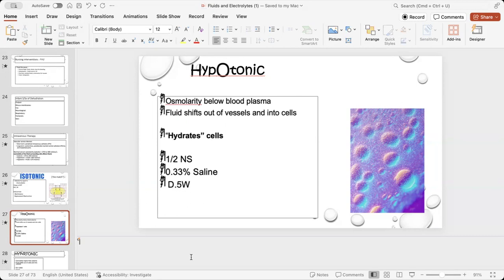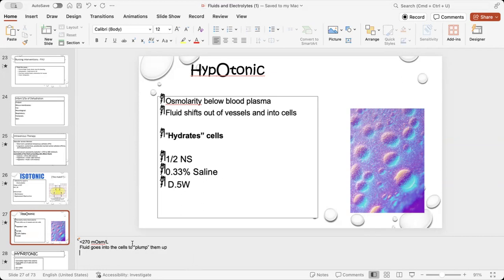So what happens with a hypotonic solution? There is a shift of water. Where does the water go? Into the cell. So think hypo, the big O, that means it's going into the cells to plump up those cells. A common fluid for hypotonic is half normal saline.